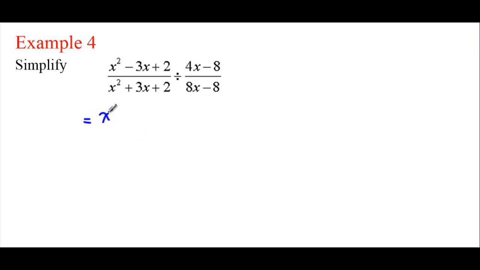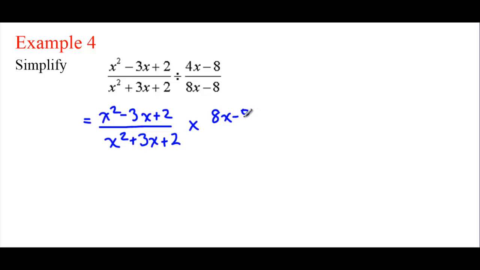We're going to have x squared minus 3x plus 2 all over x squared plus 3x plus 2. And we're going to now flip, or take the reciprocal of, the second fraction, and it will change it into a multiply question. So the 8x minus 8 will now go into the numerator, and the 4x minus 8 will go into the denominator. I'm going to put a little star off to the side here because we're going to have to come back and remember that we made this little reciprocal action, or this flip.